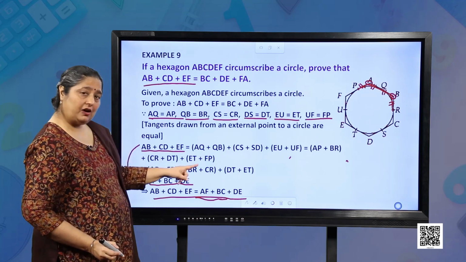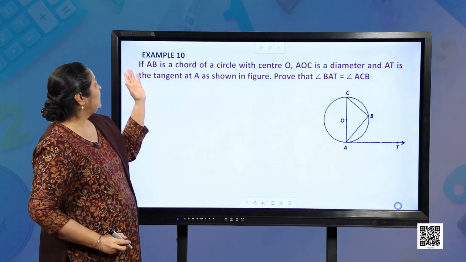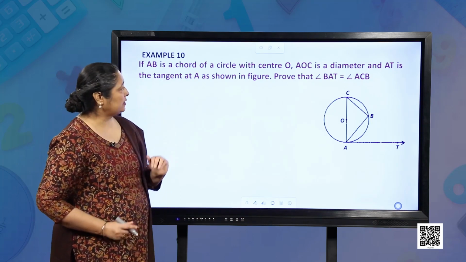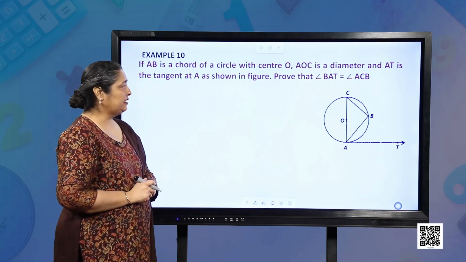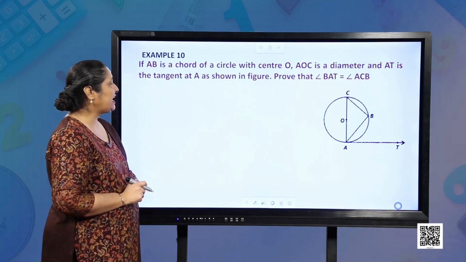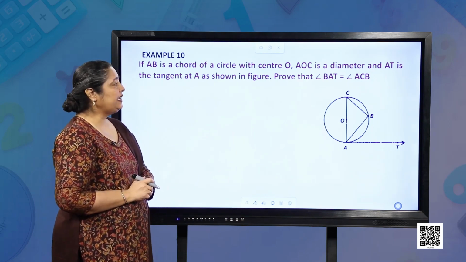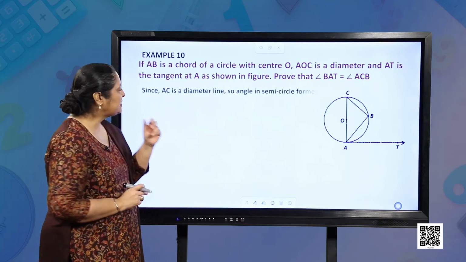I hope this is clear now, everyone. Let us move to the next question. Example 10. If AB is a chord of a circle with center O, AOC is a diameter and AT is the tangent at A as shown in the figure, prove that angle BAT is equal to angle ACB. Let us see the proof.